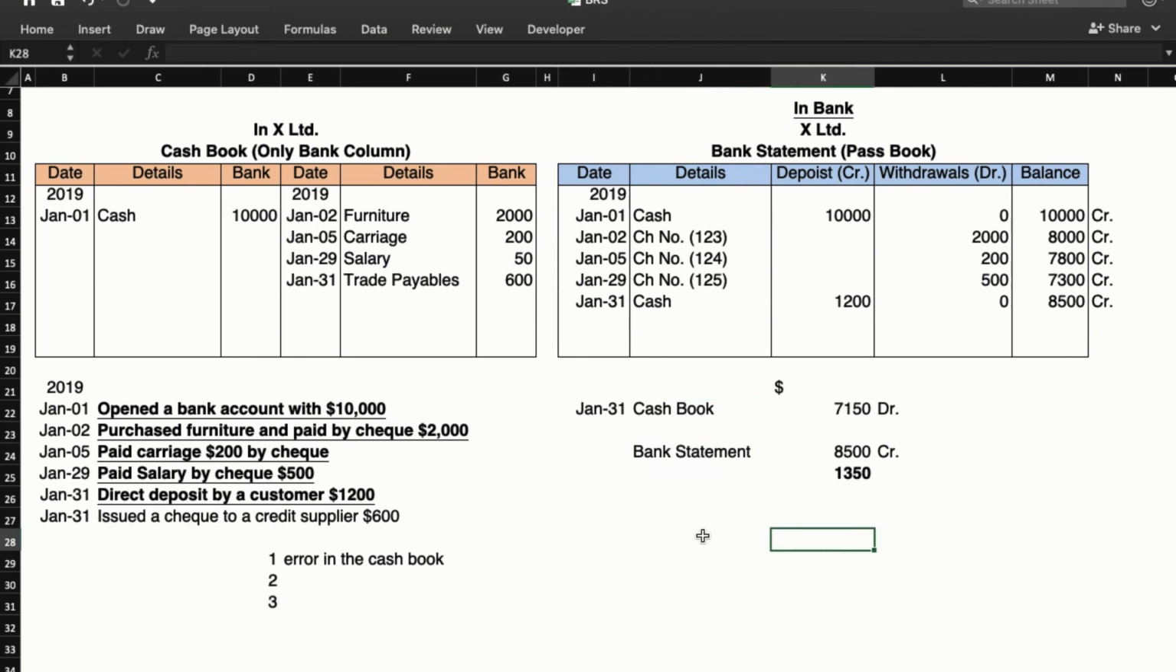Now, in this video, only this much. In the next video we will see what we are supposed to do when both the records are not showing the same balance on a particular date.